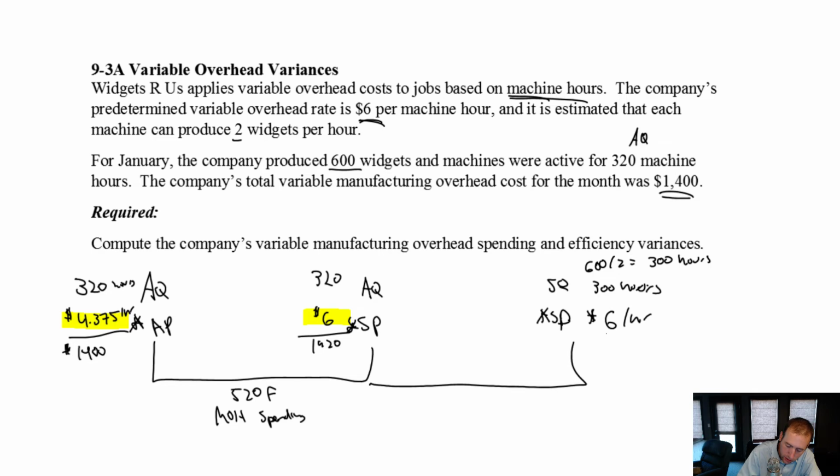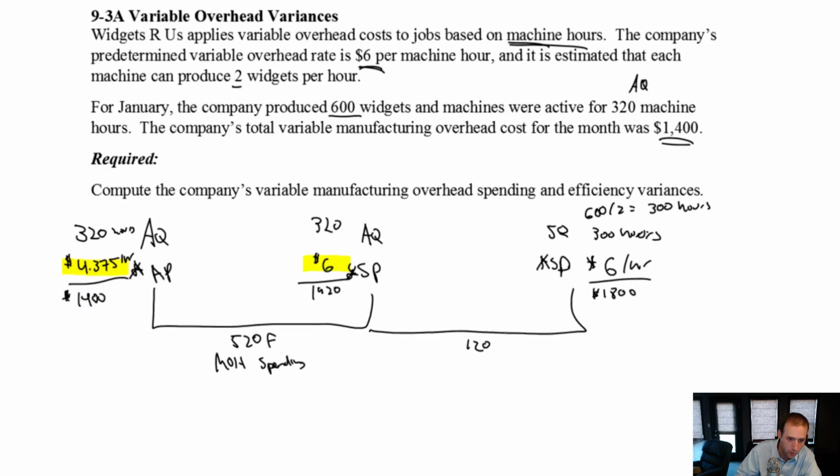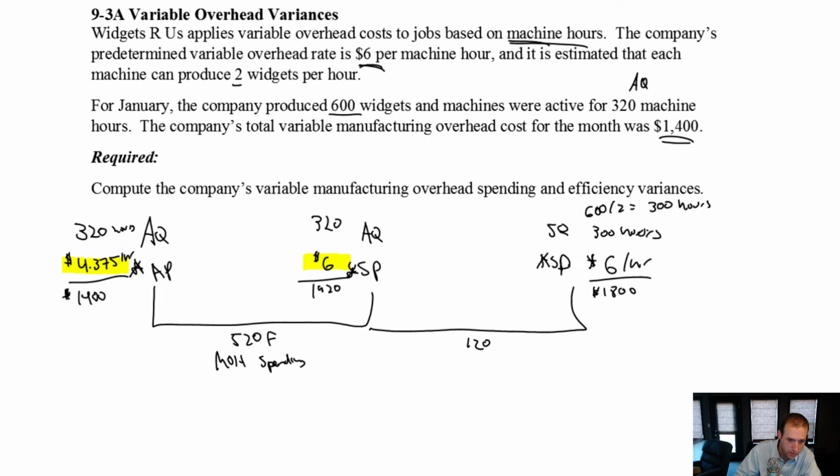$6 an hour is our standard price, and these are machine hours in this case, not labor hours. 300 times 6 is $1,800. The difference here is 120. Now we've got to say, is this difference good or bad? Well, let's compare what exactly is different. Our 6 and 6 are the same, but 320 versus 300. We actually took 320 machine hours. We should have taken 300. We used too much time. This is an unfavorable manufacturing overhead efficiency variance.